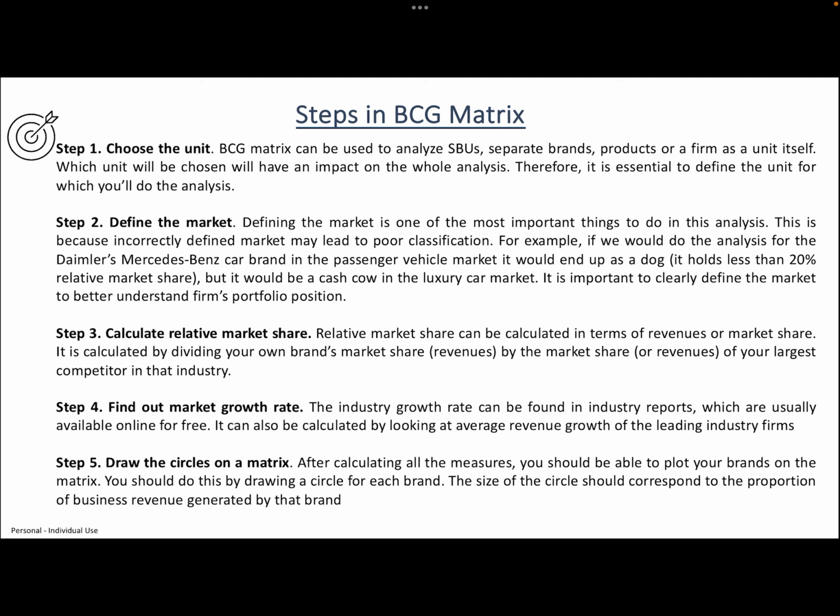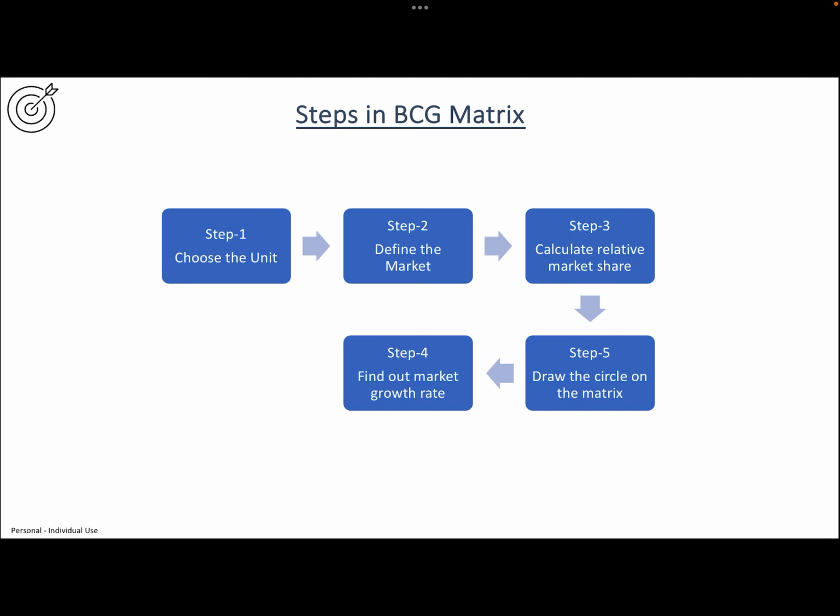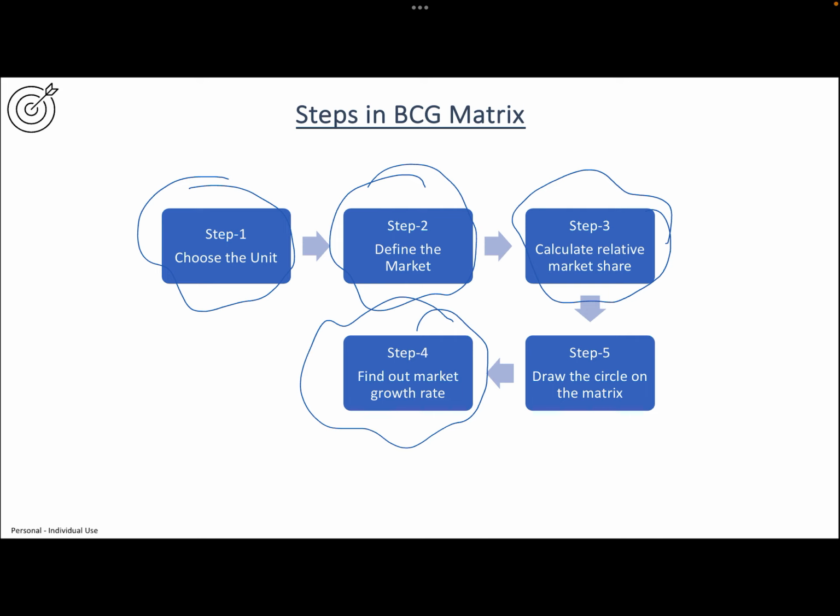So how do we implement the BCG matrix? It is a five-step process. First, select which particular product you want to analyze and what the market is. Define the market. Calculate relative market share. Find out the market growth rate and then mark it in a BCG matrix.